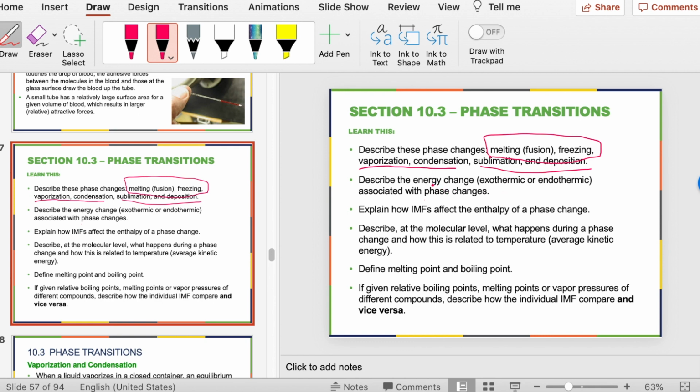Okay, now let's see, you need to remember exothermic. Exothermic is where energy is a product. Endothermic, energy is a reactant. So for example, you could say H2O liquid plus energy produces H2O gas.